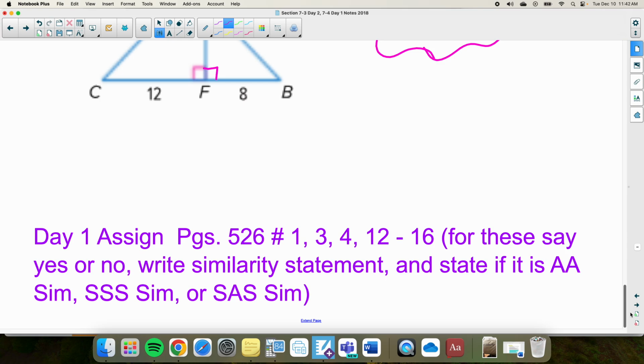Okay. Now this is your assignment for this one. So it says, for these, just say yes or no, write the similarity statement, and state if it's angle sim, side sim, or side angle side sim. Okay?